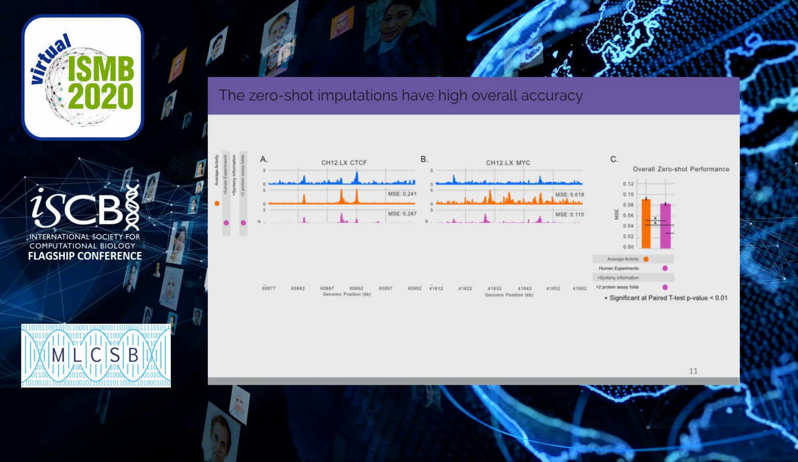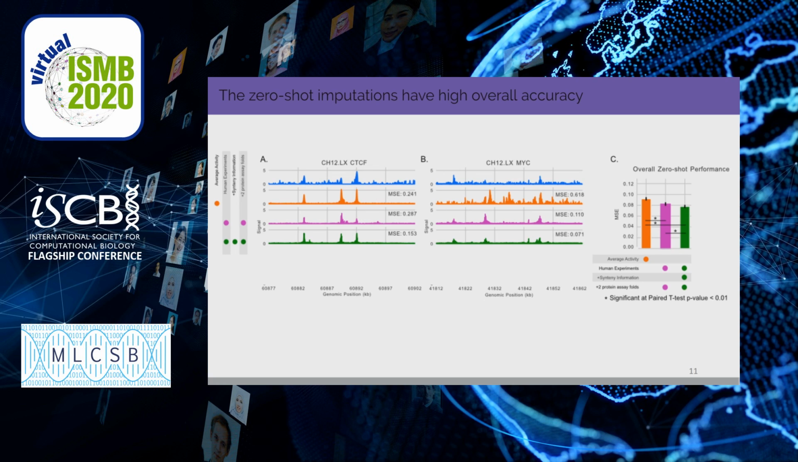Then, like before, we trained a model that used the human data but did not use the alignment information, and we saw an improvement over the average activity. And then we trained a model using both the human data and the alignment information, and we saw another significant improvement. So what we're seeing here is that even though the average activity baseline is strong, our method is able to significantly outperform it.